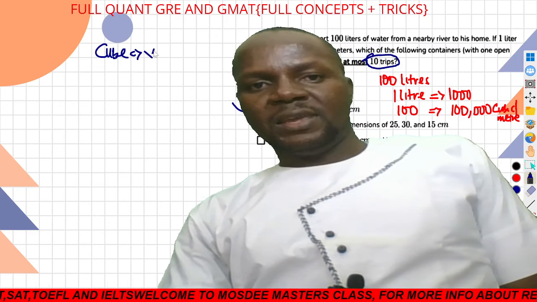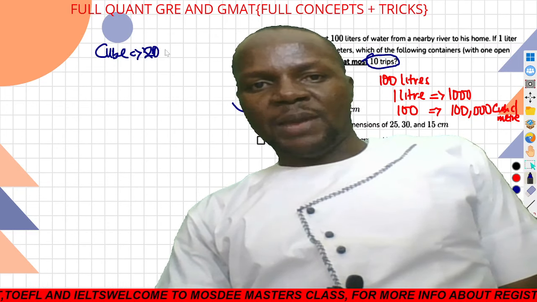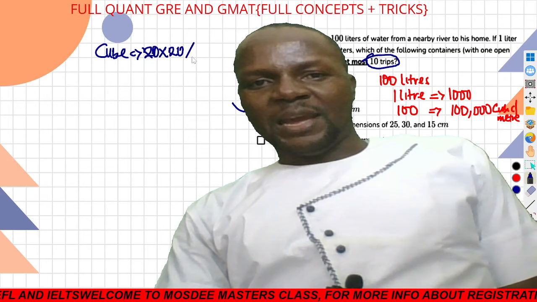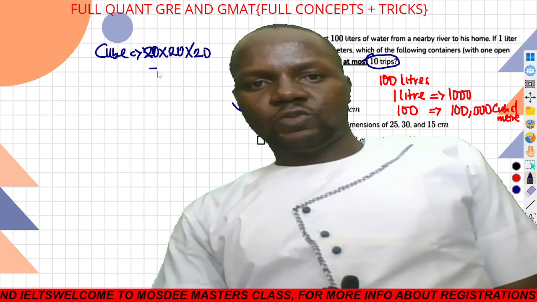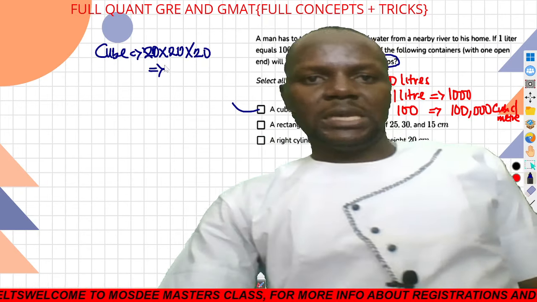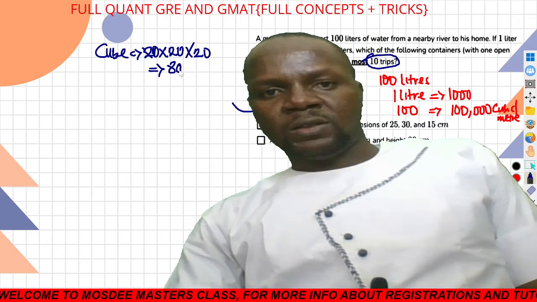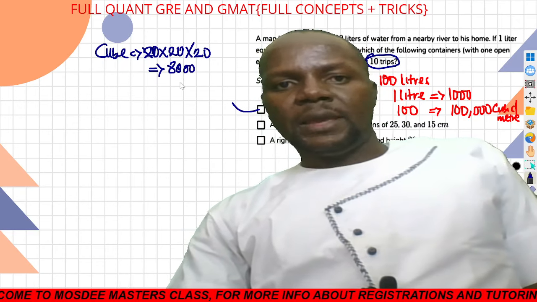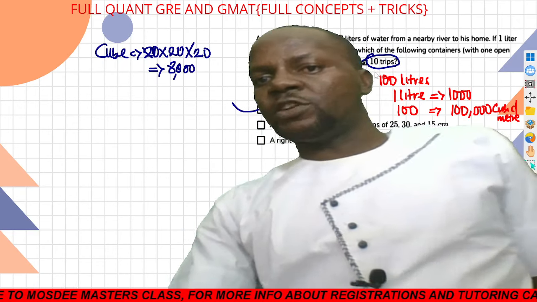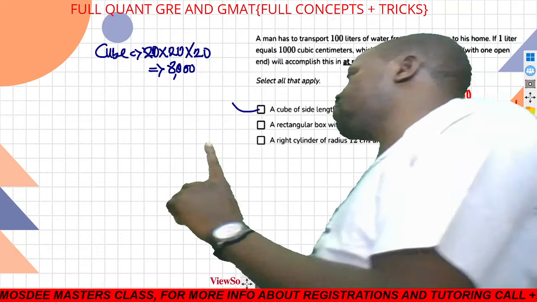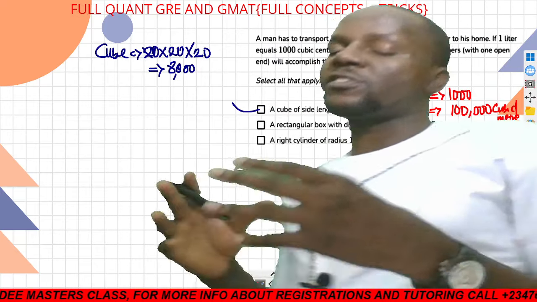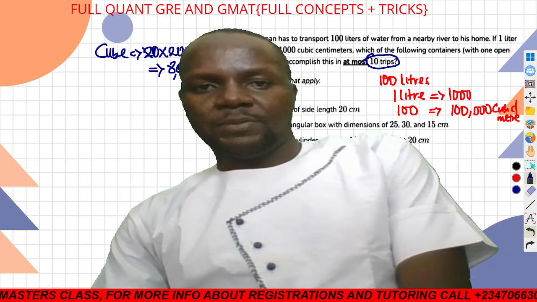The cube will be 20 times 20 times 20. Okay? So 20 times 20 times 20 should be 8,000 cubic meters. So if it is going 10 trips, that is 8,000 for 1 trip. So for 10 trips, it's going to be times 10.